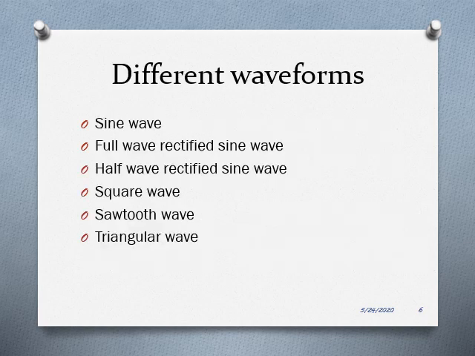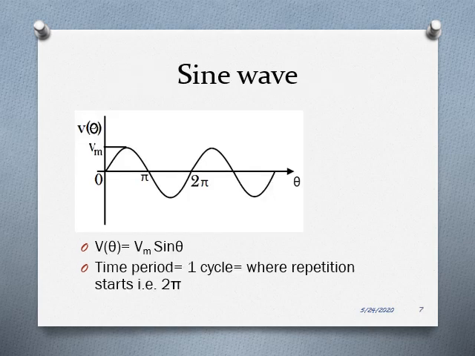So the different waveforms that we will be discussing today are the sine wave, full wave rectified sine wave, half wave rectified sine wave, square wave, sawtooth wave and triangular wave. So let's start with the first wave, sine wave.